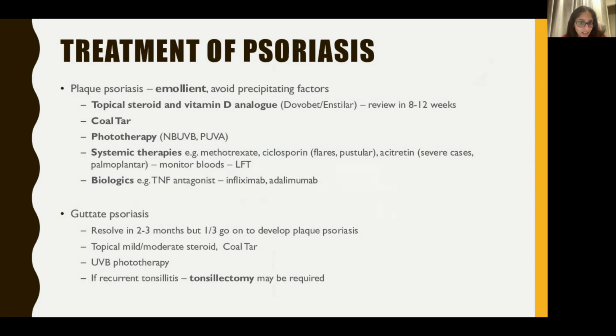And then for guttate psoriasis, as this is related to the streptococcal infection, typically they can self-resolve in 2 to 3 months, but a third of patients will go on to develop plaque psoriasis. For this, we can again use topical steroids, coal tar, UVB phototherapy, and if they are having recurrent infections related to tonsillitis, then tonsillectomy may be required.